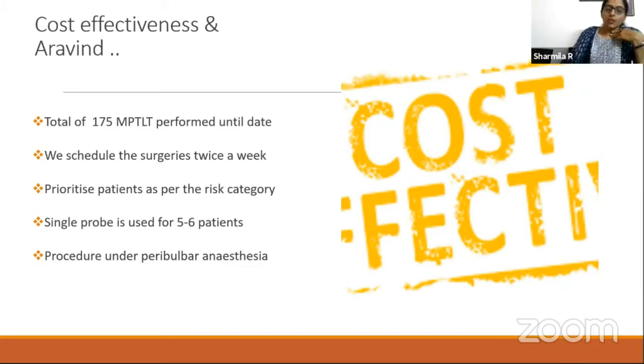The procedure is also a little different because we do not do it under subtenon anesthesia. We have been doing it under peribulbar anesthesia. The reason we do not use subtenon anesthesia is that sometimes I have seen the tip of the probe gets stuck, because the conjunctiva is very loose. It may cause an extension of the opening we make for subtenon anesthesia.